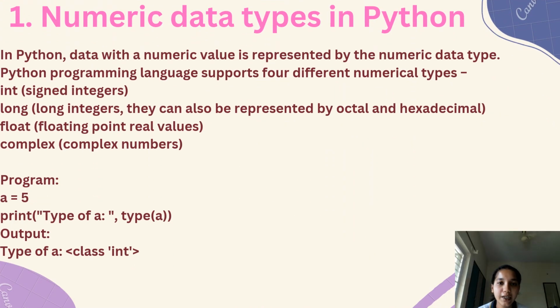First, numeric data type. In Python, data with numeric value is represented by numeric data type. Python supports four different numerical types: int, signed integers, long integers. They can also be represented by octal and hexadecimal. Float, floating point real values. Complex number. Program: a = 5, print type of a. Output: class int. A is an integer, so it prints the output as class int.